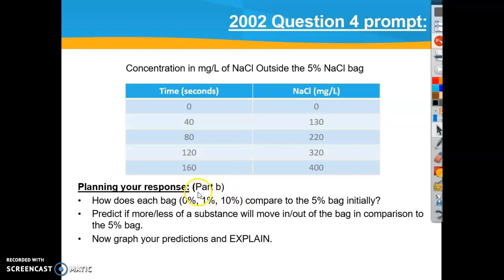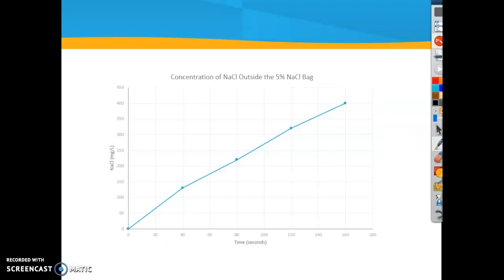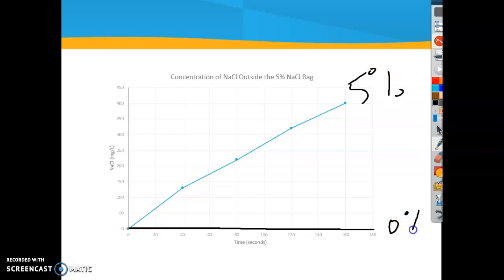So thinking about this, 0% sodium chloride, there's none in there. So what would your graph look like? Look like this, right? There's no sodium chloride in the bag, so we wouldn't see any coming out. 1% solution, so this is our 5%, this is our 0%. Where would you predict 1% to be? Because 1% is greater than 0 but less than 5, we would maybe see something like this. So in your response, you would say the line would be lower than 5% but higher than 0%.